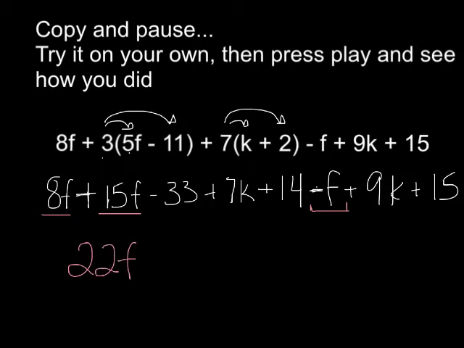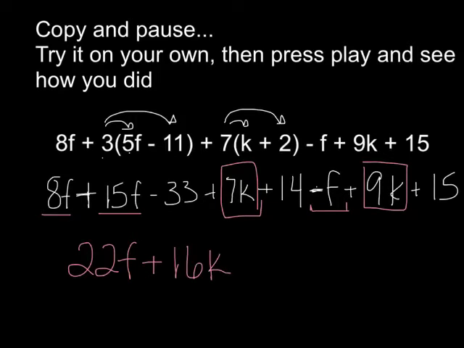Okay. Let's look at the k's next. I have, put that in a box, 7k and 9k. Both are positive, so 7 plus 9 is 16. 16k. Then the last thing that we need to add together, I'll change colors for my color coding. We've got a negative 33, a positive 14, and a positive 15.